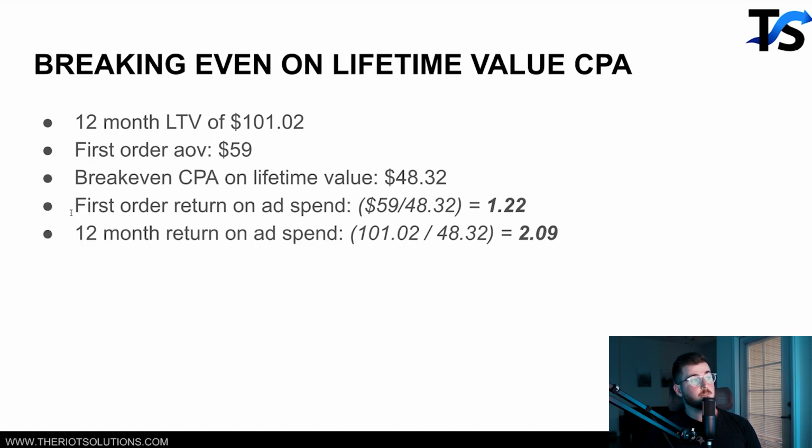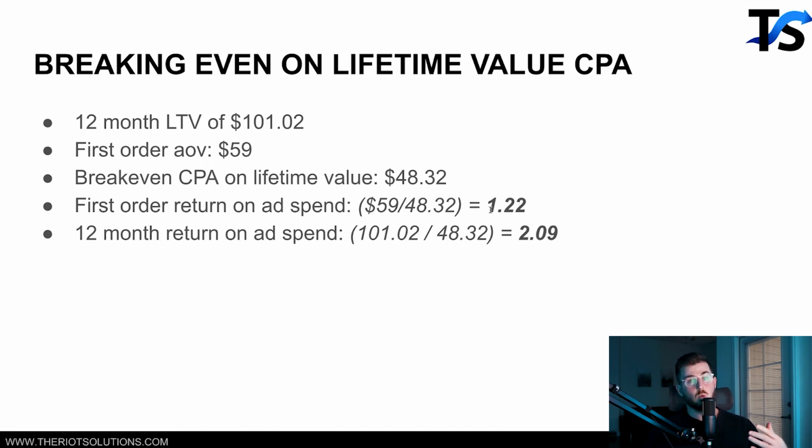Okay, so our first order return on ad spend could be a 1.22. Because again, we're not doing a break even on CPA or AOV, we're doing a break even on lifetime value. So if we want to break even on lifetime value, then we know on our first order, we can afford a 1.22 return on ad spend. Now, our 12-month return on ad spend will be 2.09. So over 12 months, we'll do about a 2x ROAS on that particular prospect. And on our day one order, we'll do about a 1.22.